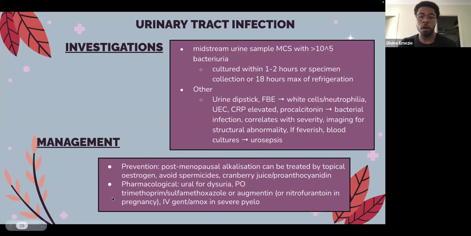And then management. The prevention and conservative management is kind of up in the air, but I think it's important to know to counsel patients. Probably what you're looking for is what antibiotics. So Bactrim or Augmentin is first line, or nitrofurantoin if they're pregnant, but that is not really a year 3 thing you have to worry about as much. And then IV, essentially gentamicin or amoxicillin if they have severe pyelonephritis. So really it's about choosing the right agent. Doses don't matter. Let's keep going.